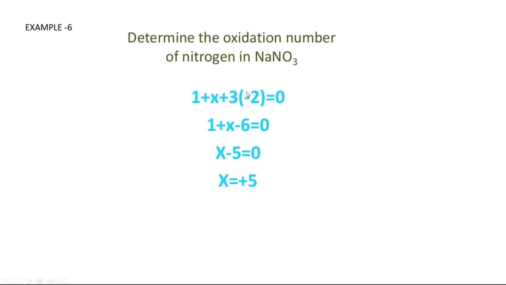Example 6. Determine the oxidation number of nitrogen in sodium nitrate. Here sodium first group element oxidation state is +1 plus N, that is nitrogen oxidation state we are calculating here, plus how many oxygen atoms are there? 3. So 3 multiply by oxidation state of oxygen, that is -2 equals 0. So 1 plus X minus 6 equals 0. X is equal to +5, that is oxidation state of nitrogen in sodium nitrate.